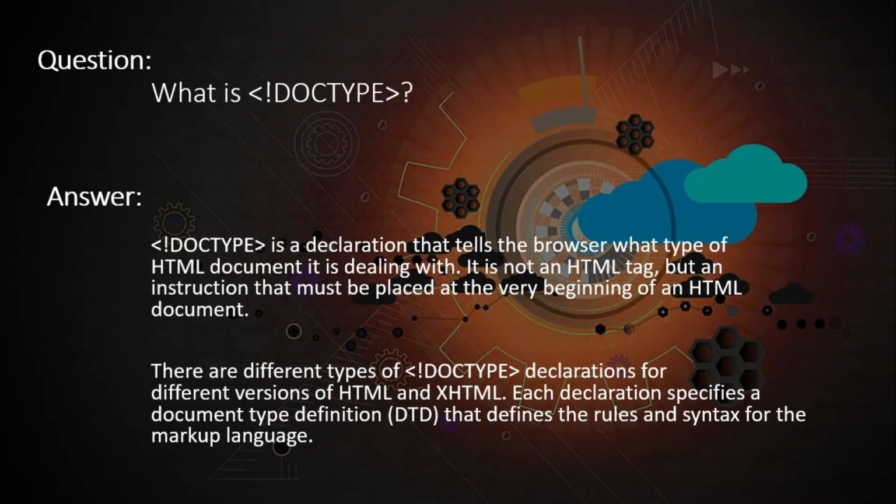What is DOCTYPE? DOCTYPE is a declaration that tells the browser what type of HTML document it is dealing with. It is not an HTML tag, but an instruction that must be placed at the very beginning of an HTML document. There are different types of DOCTYPE declarations for different versions of HTML and XHTML. Each declaration specifies a document type definition, DTD, that defines the rules and syntax for the markup language.